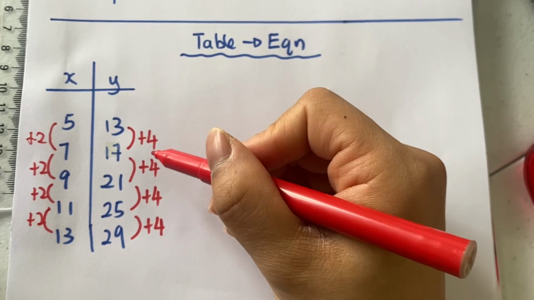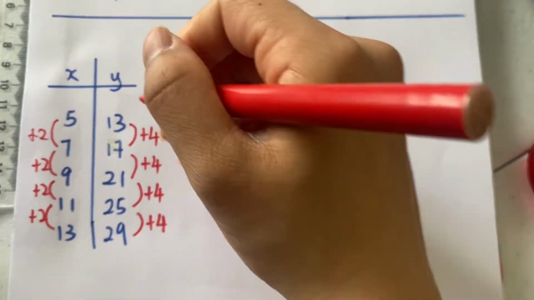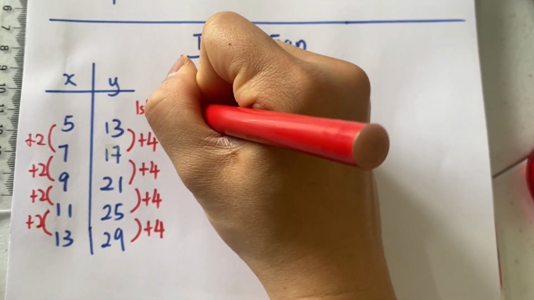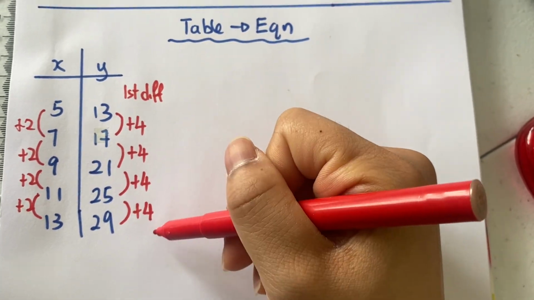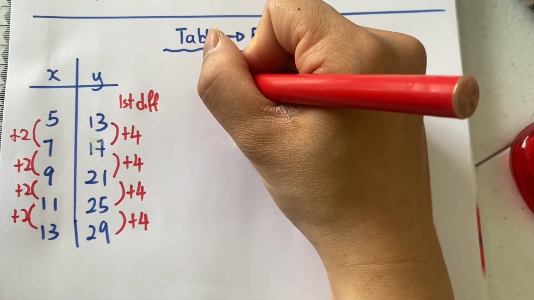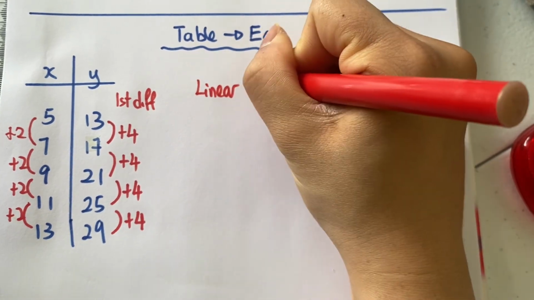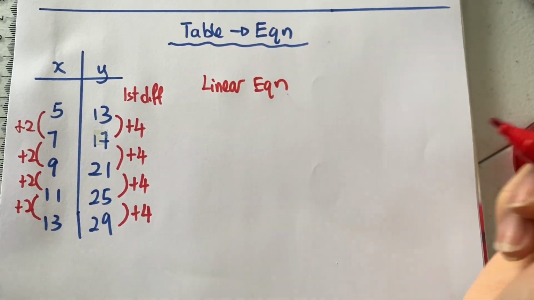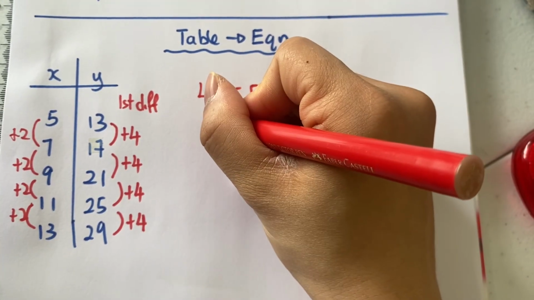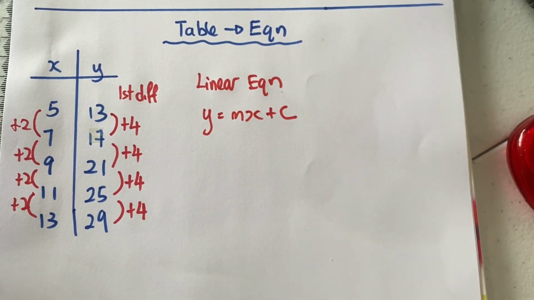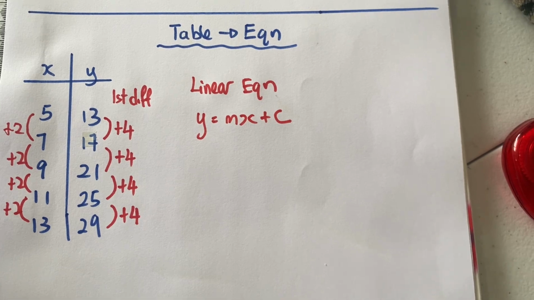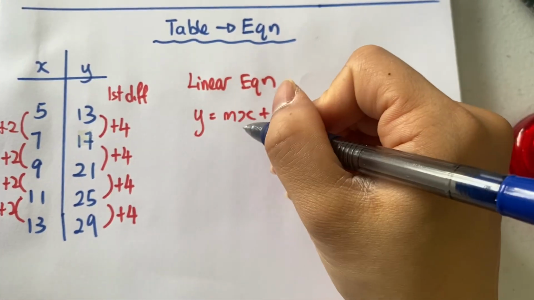Okay? So we can tell on our first difference, so this is a first difference, we already got a constant value. So I know this is going to be a linear equation. For linear equations, the formula is y equals to mx plus c. Okay, I'm going to use a different color pen. So y equals to mx plus c.